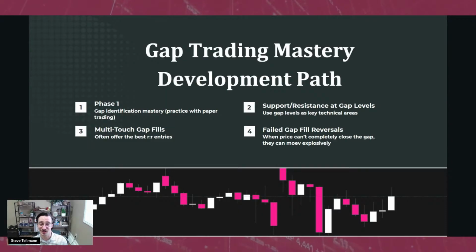So a multi-touch gap fill is one that dips into the gap, reconfirms over that gap and opening level, then dips back again. And these can be really mean. They can be stop runs. They can be really head fakey, right? But they often can provide the best risk reward opportunities. Remember we talked about how some gaps only will close 75% and then the shorts get squeezed. Well, imagine if you're the one squeezing those shorts, right?